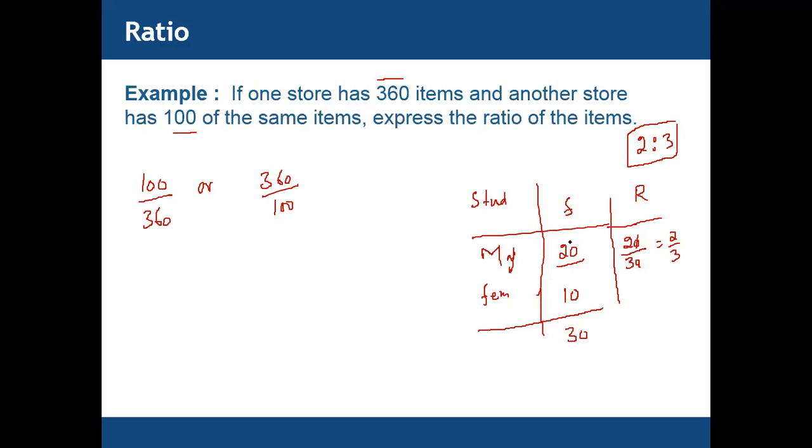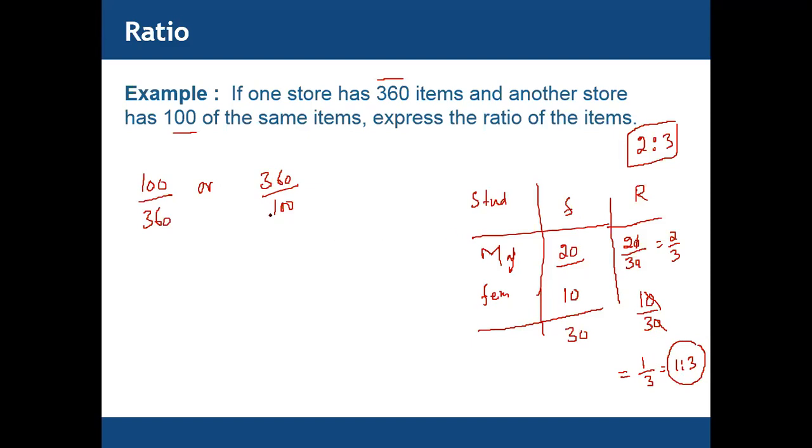Now for female, female students are 10, total is 30. So 10 divided by 30. If you cancel 0 with 0, this means 1 over 3, in the form of ratio 1 ratio 3. 1 ratio 3 means out of any 3 students, one student is female, and the remaining 2 are male students.